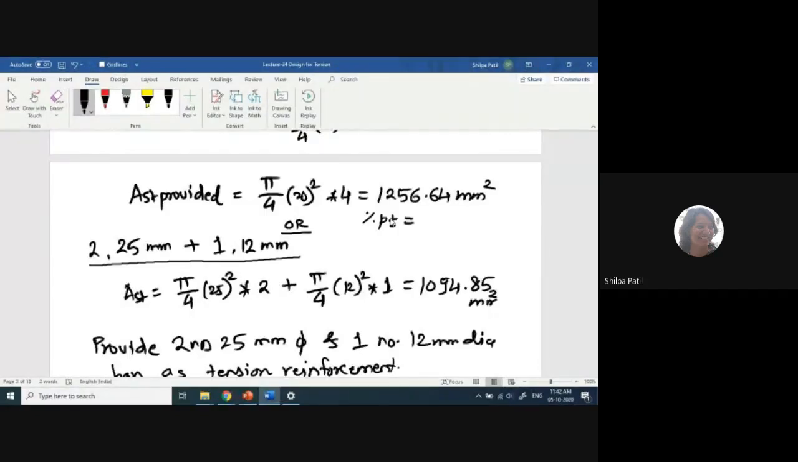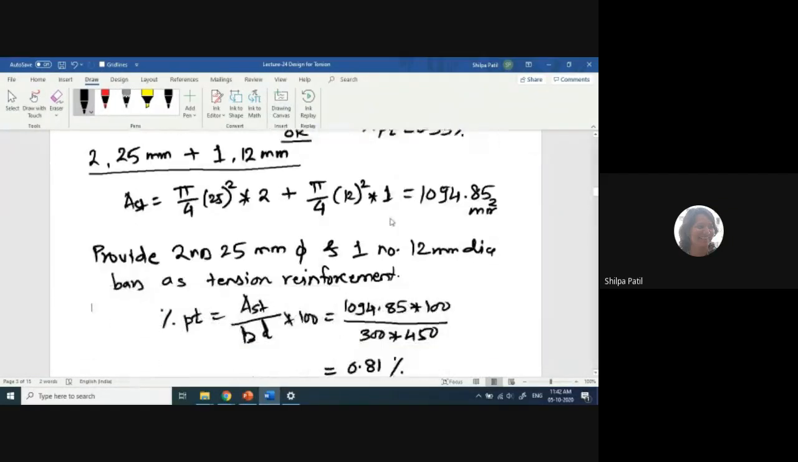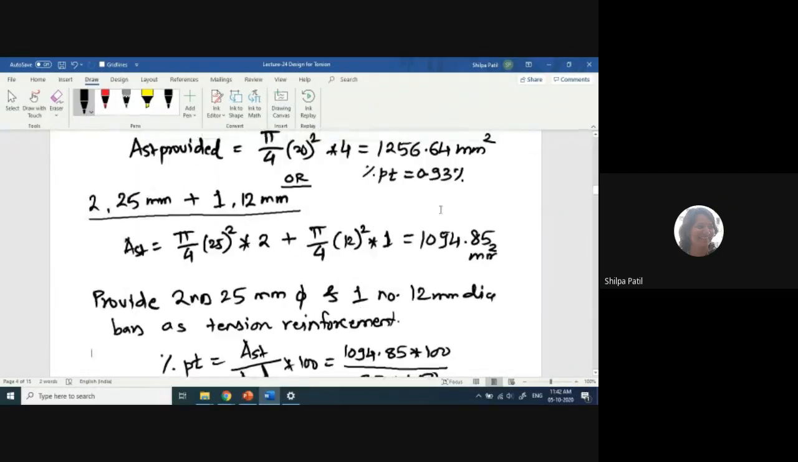Quickly calculate. Consider this value AST. 0.93 percent. Yes, ma'am, 0.93%. See, you can see here the higher percentage of steel is there. Obviously, AST value is more, so percentage steel will be more.